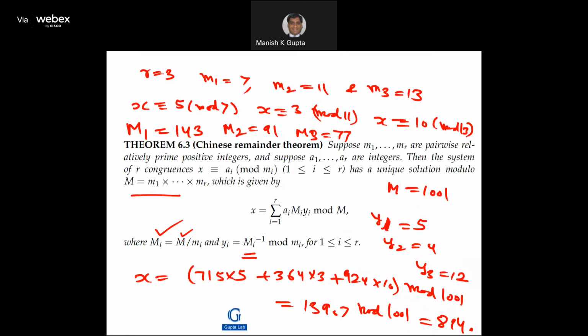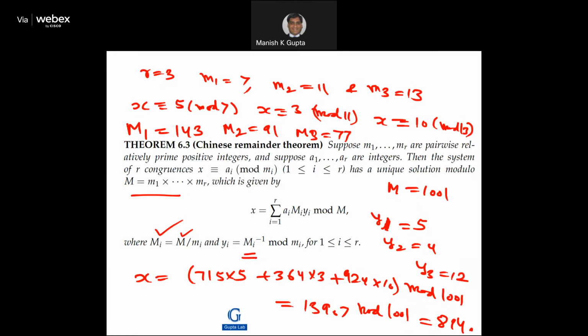Okay. So then this has a unique solution, where capital M is equal to m1 m2 ... mr, which is given by this quantity, where capital Mi is capital M divided by mi. Capital M is actually the product of all these mi's, m1, m2, up to mr. I leave it because you have done it last time. See the calculations: if you put M equal to these values, you can compute.